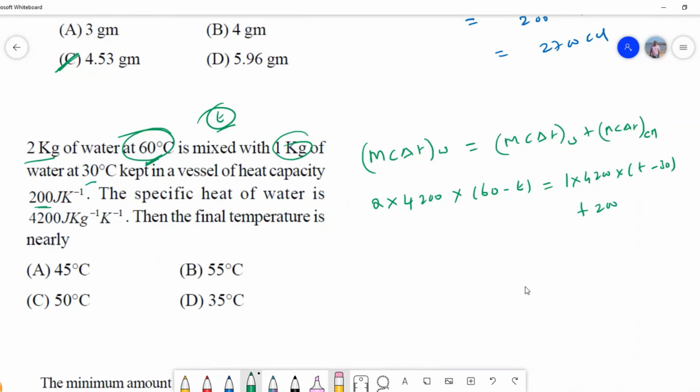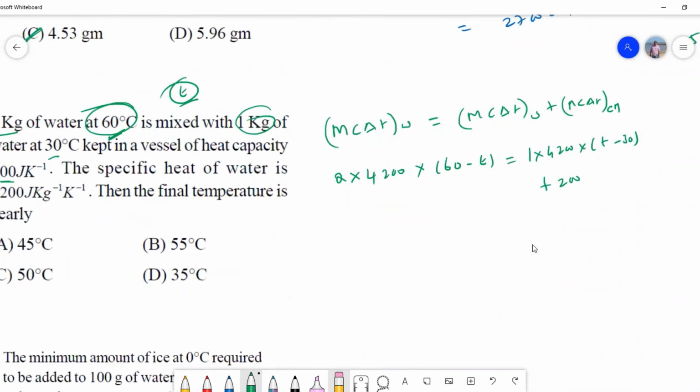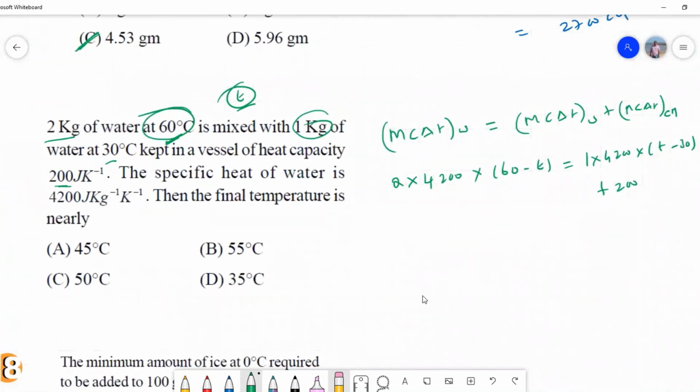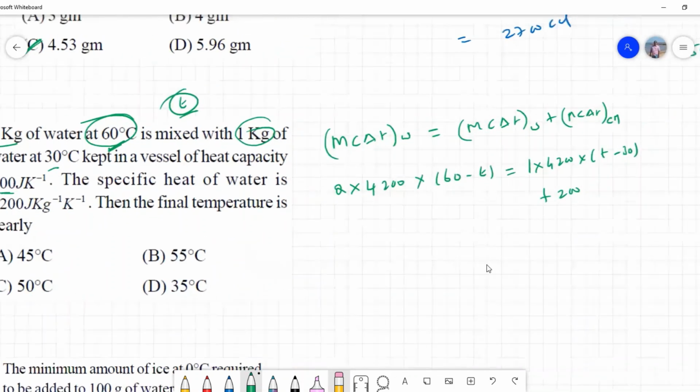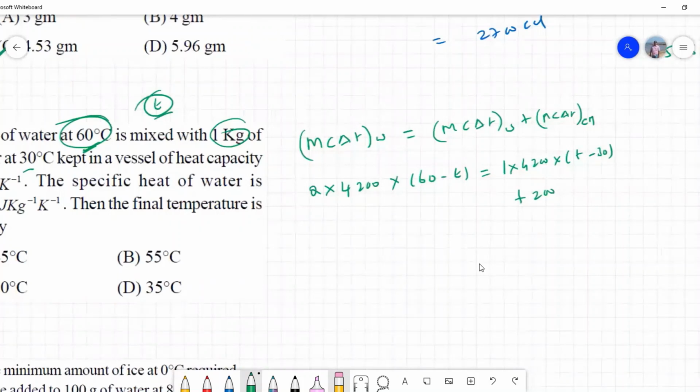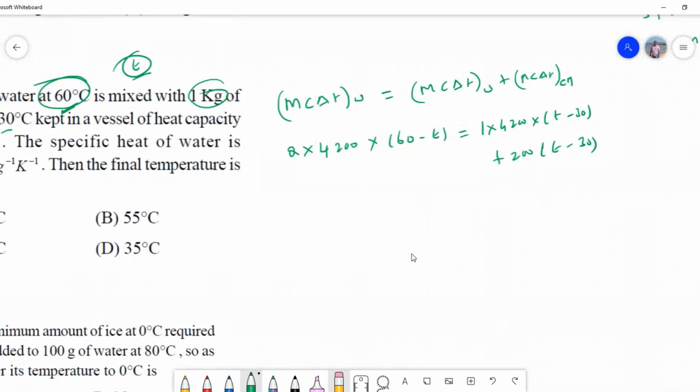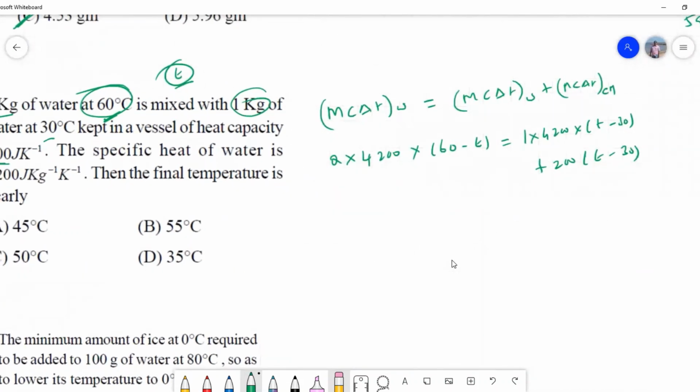Kept in a vessel of heat capacity. The heat capacity is given as 200 joule per Kelvin. The mc is given. For it also the change in temperature is the same, T minus 30 only.